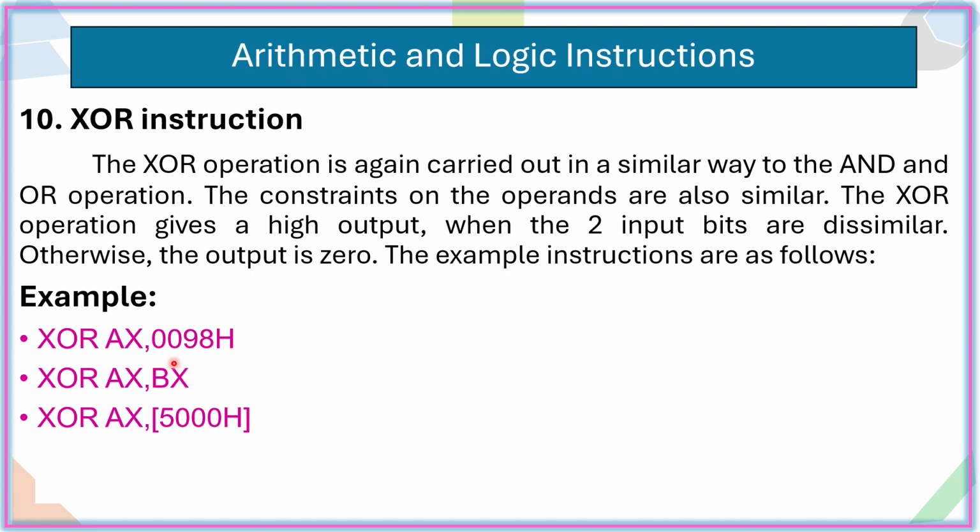Here we have immediate data 0098, and the content in the AX will be XORed with it, and that result will be put into the AX. Same here, in this case we have content in the 5000 memory address, and that will be XORed with the content in the AX, and stored in the AX itself. For this instruction, the contents of BX and AX are XORed, and the final result will be in the AX. Thank you.